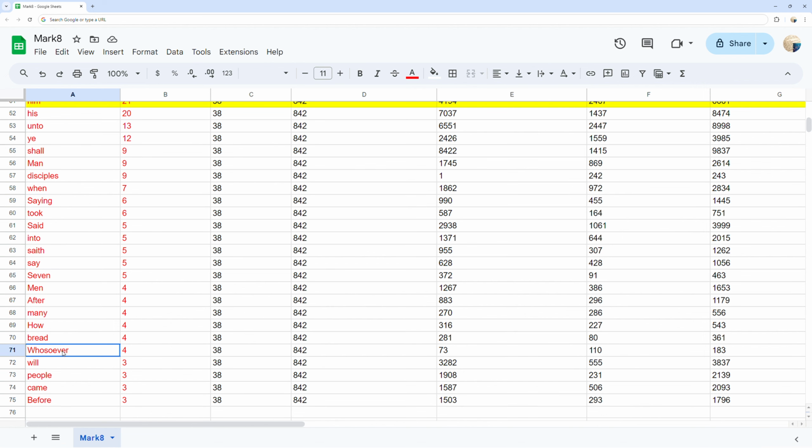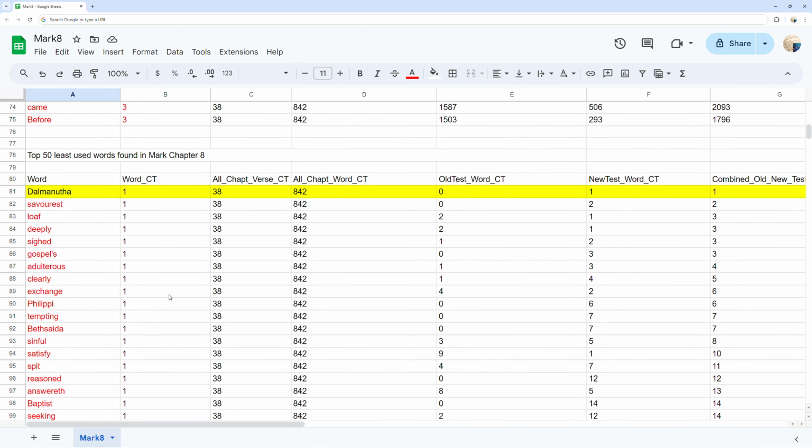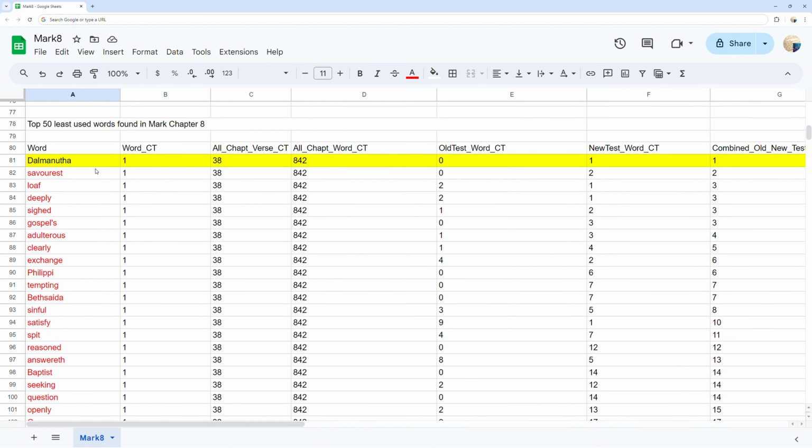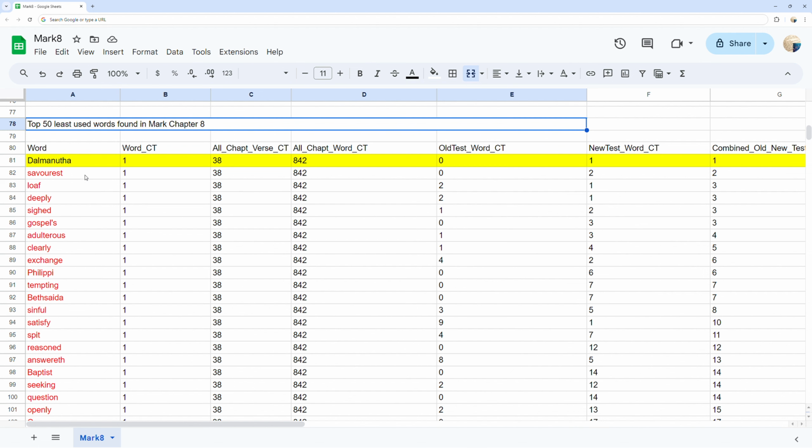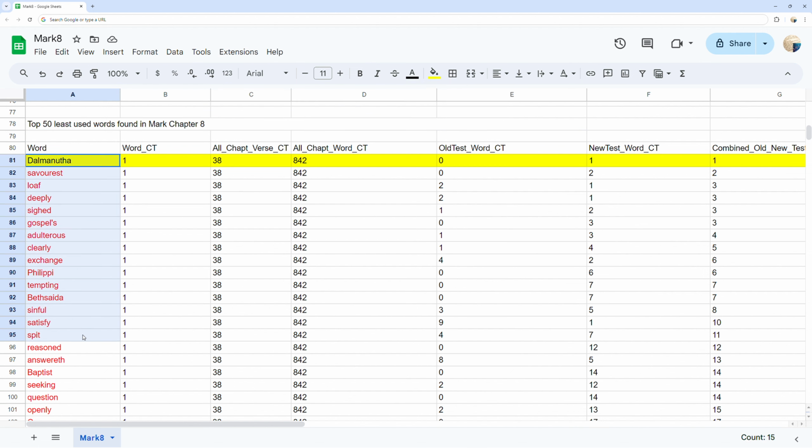Top 50 least used words found in chapter 8. You can see the least frequent words in Mark chapter 8 and the word count for each. As well, you can compare that to the total times those words are used in the whole of each Old Testament, New Testament, and both Old and New Testaments.